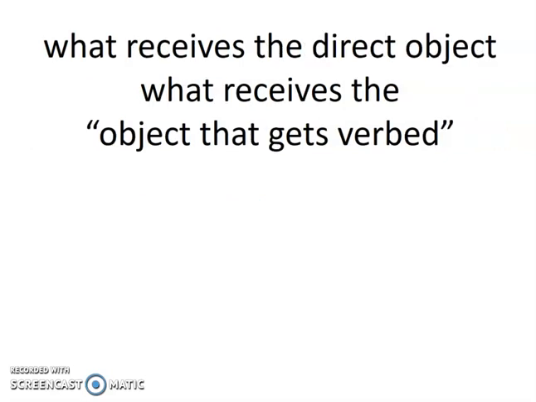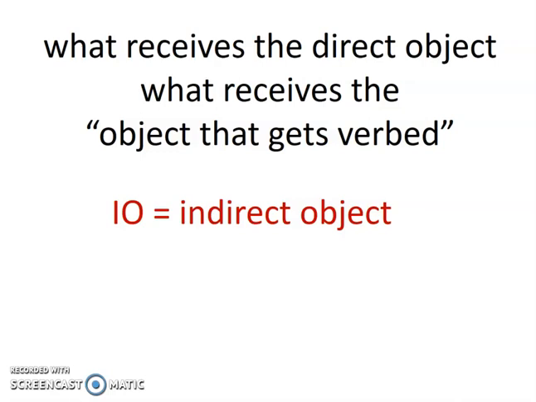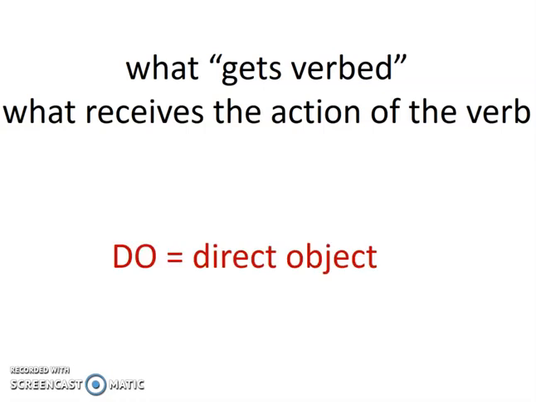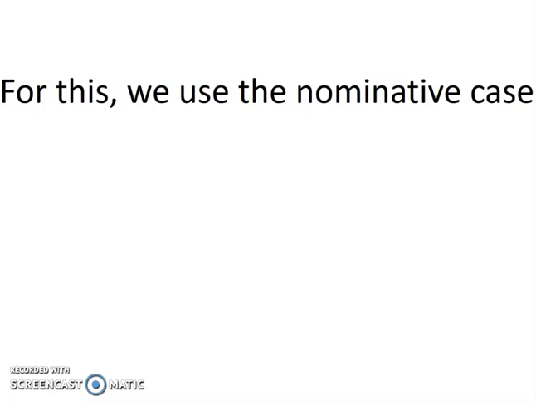What receives the direct object? What receives the object that gets verbed? This is your indirect object because it's indirectly related to the verb through your direct object. What gets verbed? What receives the action of the verb? This is your direct object. For this, we use the nominative case. We use the nominative case with the subject. Okay, so that was pretty easy. Those are basic definitions of subject, direct objects, and indirect objects, and recognizing the cases that each of them uses.